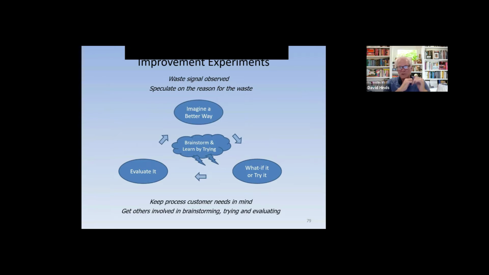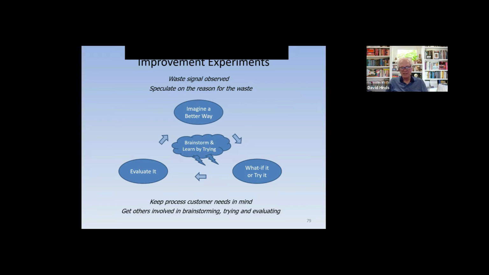Now, this is what really goes on, and it's a little bit of a fuzzy thing, but it's a common sense thing. So you're really doing experiments when you're improving work. You've observed some waste signals or some problem symptoms, let's say. You're speculating on the root causes, like why is this waste happening? And in real situations, you often don't know. There could be multiple reasons for it.